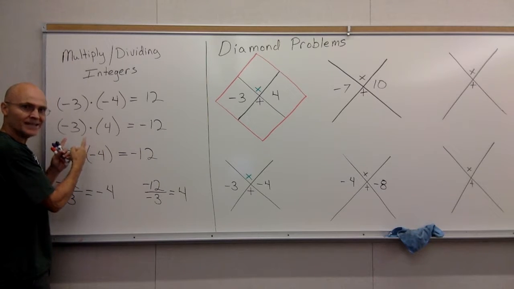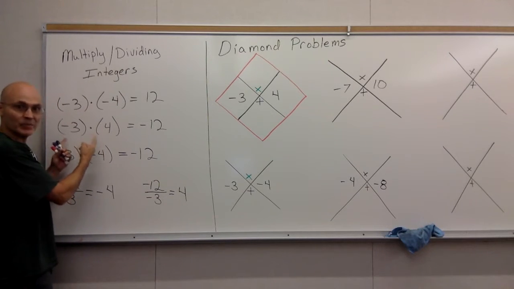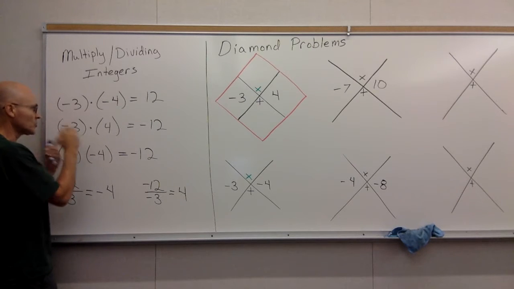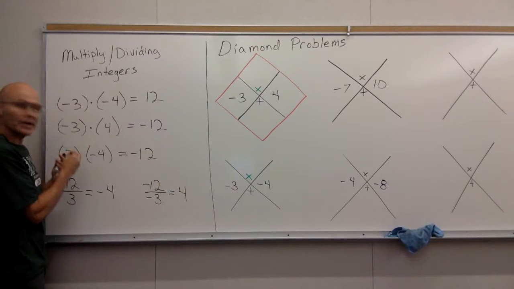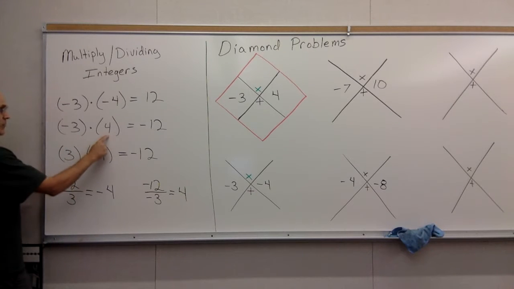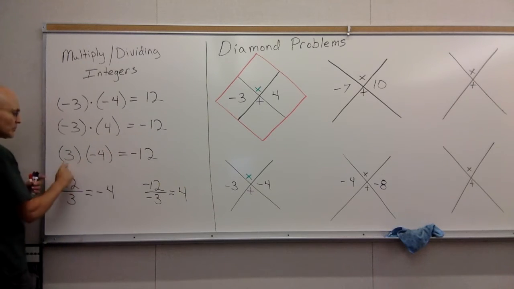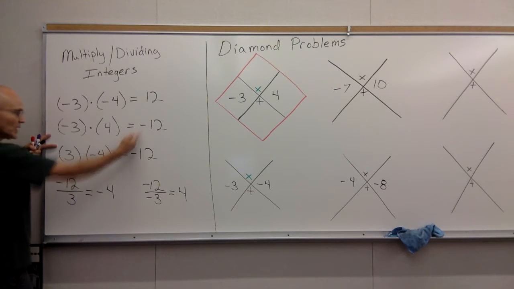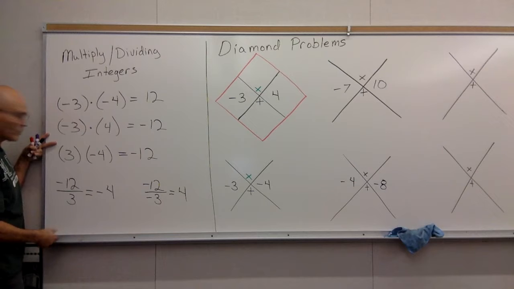Remember when we were adding, we wanted to keep the sign of the bigger number? You don't think about that when you're multiplying. So the kids get confused with multiplying and adding all the time. And so, look, 4 is bigger, but it's still negative. 3 is smaller, still negative. So both of these math problems give you negative 12. I hope that makes sense.